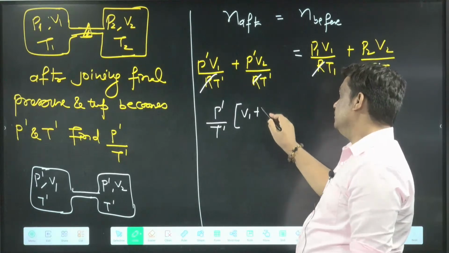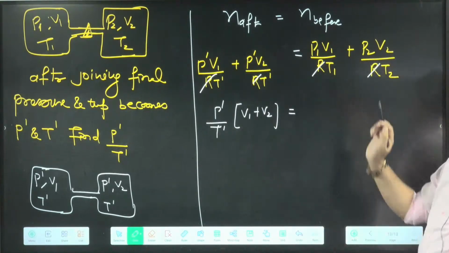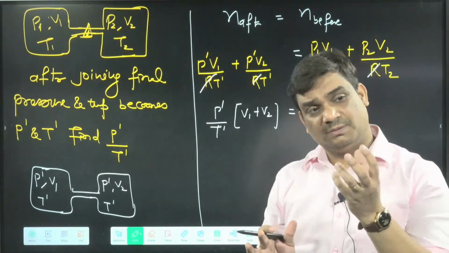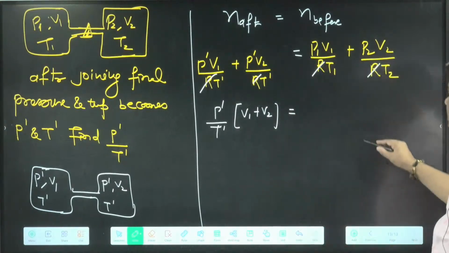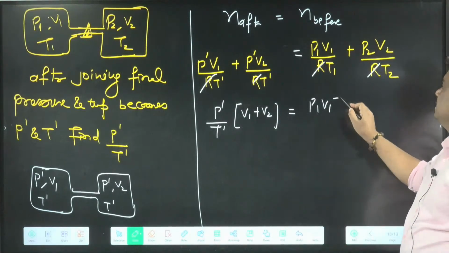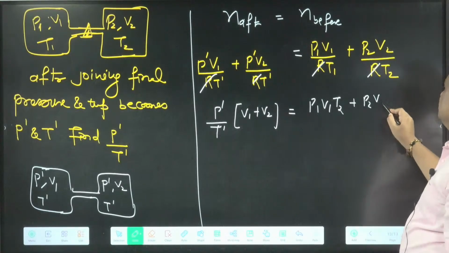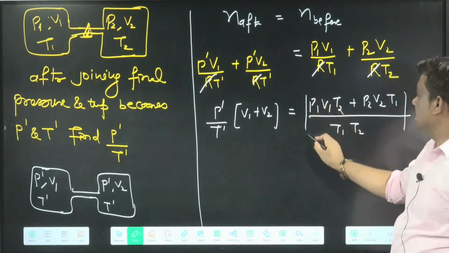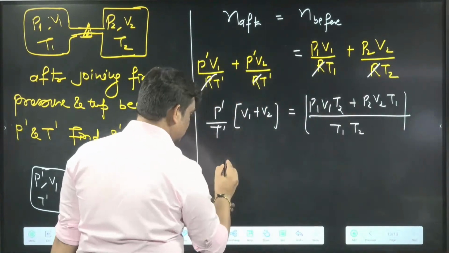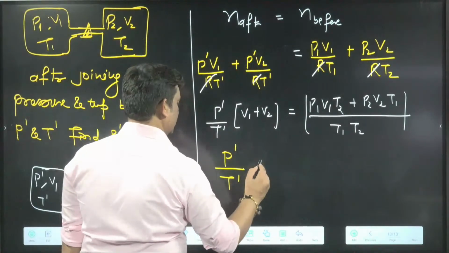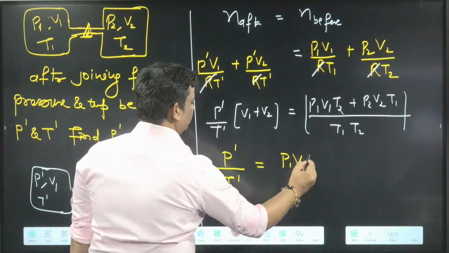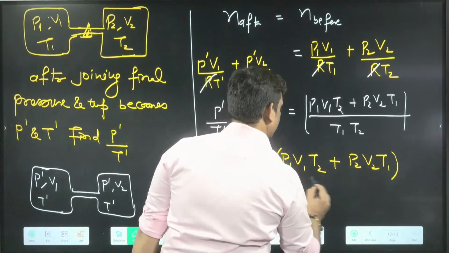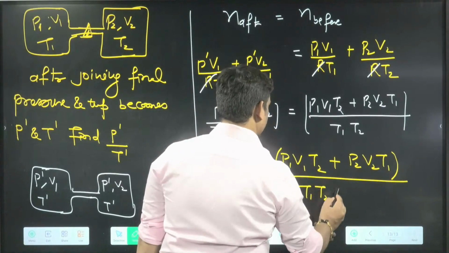It becomes V1 plus V2 here, and here I can take the LCM if you want, and this depends on the options. Sometimes they will not take it and sometimes they will. So if I take the LCM, this becomes P1 V1 T2 plus P2 V2 T1 divided by T1 T2. So the final answer, P dash by T dash, which is asked in the question, equals P1 V1 T2 plus P2 V2 T1 divided by T1 T2 times V1 plus V2.